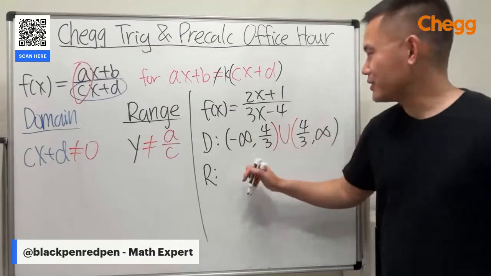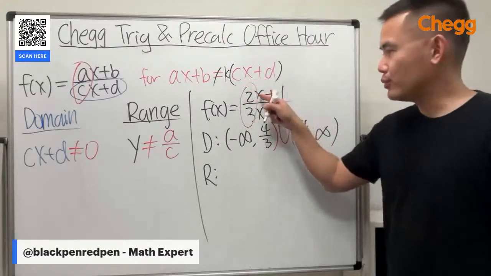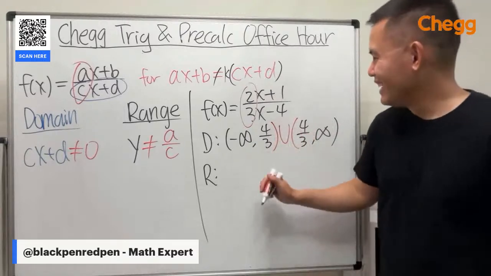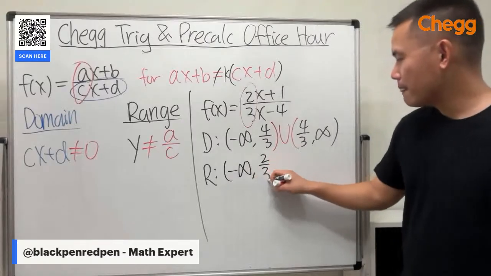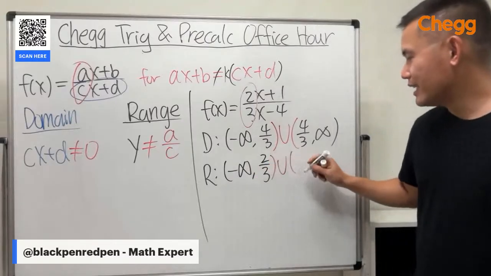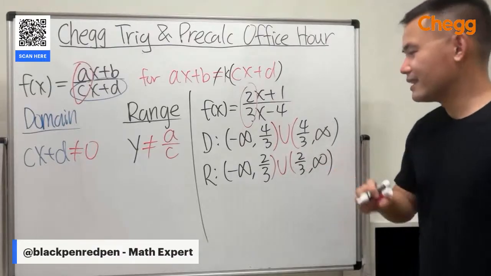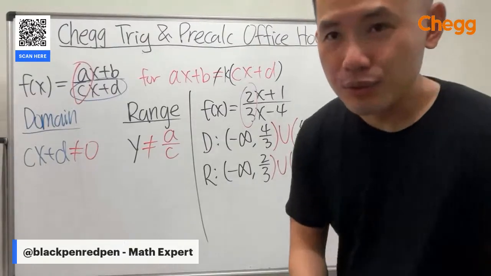Now, for the range, you're looking at these two numbers. Y cannot be 2 over 3. Earlier it happens to be 2 over 3 as well. Anyway, so in this case, negative infinity up to 2 over 3, not including it, and then pick it up from 2 over 3 to infinity. Just like that. So this is the usual case that you should know.